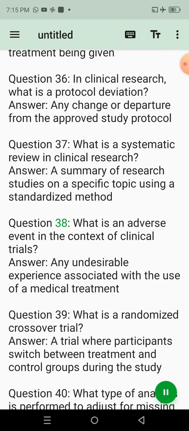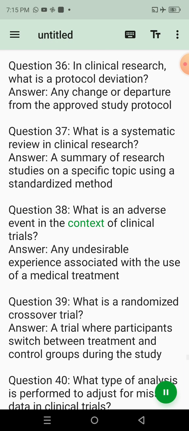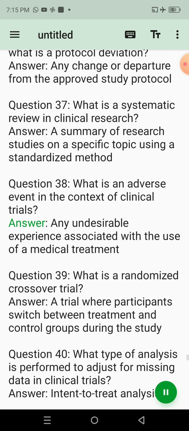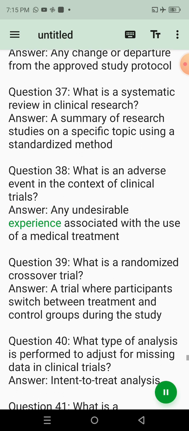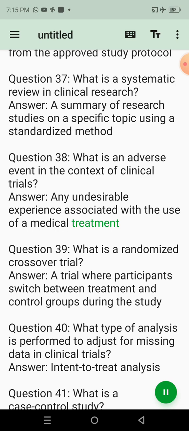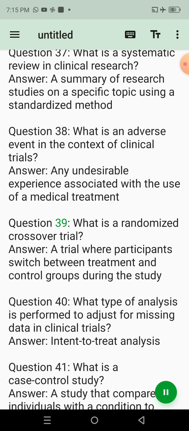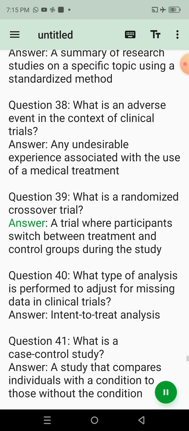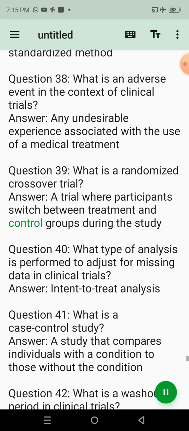Question 38. What is an adverse event in the context of clinical trials? Answer: any undesirable experience associated with the use of a medical treatment. Question 39. What is a randomized crossover trial? Answer: a trial where participants switch between treatment and control groups during the study.